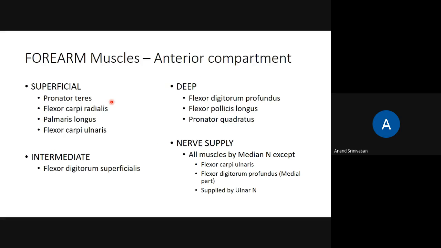So these are the muscles present in the anterior compartment. In the superficial part: pronator teres, flexor carpi radialis, palmaris longus, flexor carpi ulnaris. Intermediate: flexor digitorum superficialis. Then next to it, flexor digitorum profundus, flexor pollicis longus and pronator quadratus.